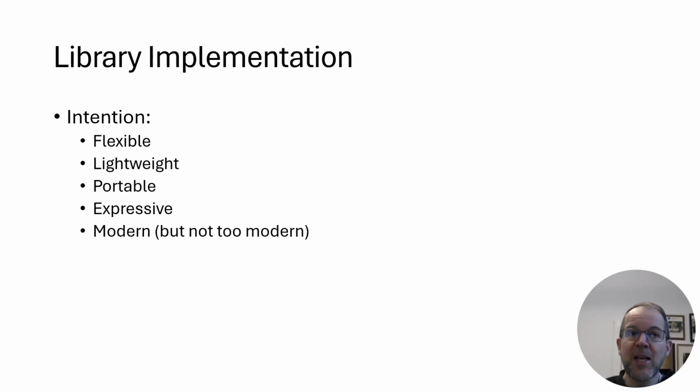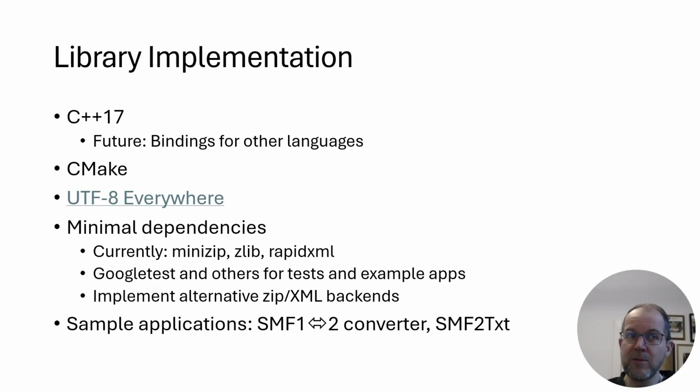So the library itself, the idea is that it's small, lightweight, easy to compile, portable, and written in expressive modern C++, but not too modern. So I've opted for C++17 as a sweet spot, really, because that gives you some of the more modern language features and gives you maximum expressiveness. And it also leaves options open to create bindings for other languages.